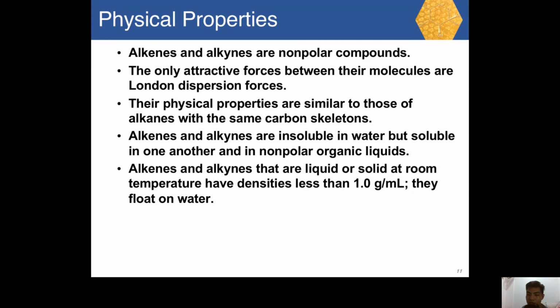Okay? So, since London dispersion forces lang din yung basis nila, so it must follow the same trend as that of the alkanes, no? So, the more carbon in the skeleton, the higher the boiling point, the higher the melting point, no? And the more branching, ibig sabihin, mas bumababa yung surface area. So, bumababa yung boiling point and melting point. And finally, ang ating alkenes and alkynes, they are less dense than water pa rin. Okay, so they can float in water and they are insoluble in water. Kasi nga non-polar yan. Okay, so it's the same as alkanes lang din.